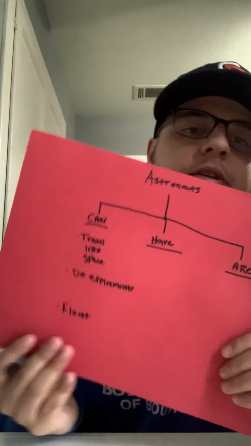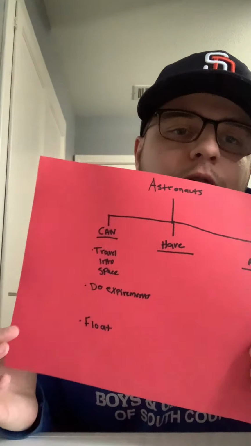And for the third one, we're going to simply put float, because since there's no gravity, when they're on the moon, they float. Simply wrote float for our third one. Now we're going to move over to the have section.